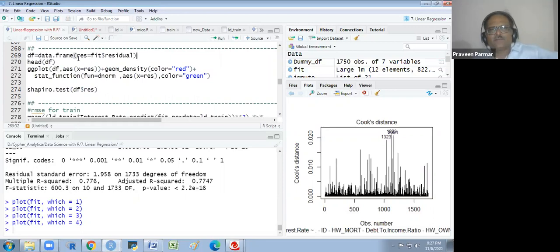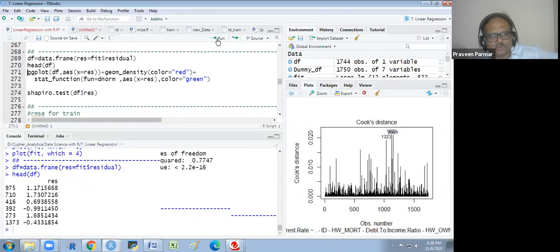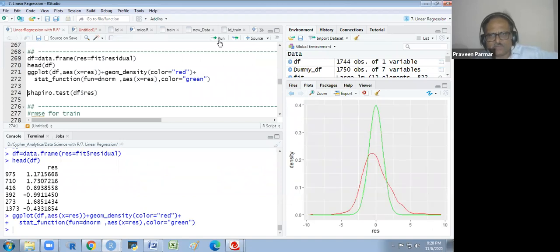I am making a data frame with fit residuals. We have the various names I showed you in the feed. So there is a residuals data frame, and I will show you that. It is the residuals, and I'm making a density curve for that. So it is the residual, the density is given.